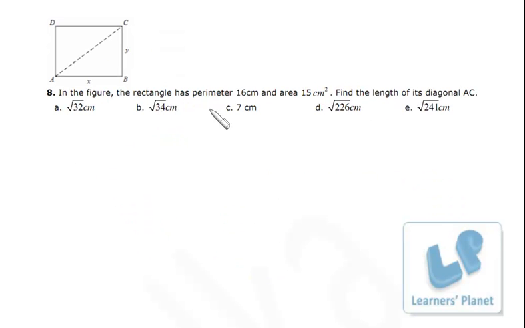In the figure, the rectangle has this perimeter and this area. Find the length of its diagonal AC. Perimeter is 16. That means, the length of AB is X and BC is Y. Half of the perimeter, so X plus Y must be half of 16, that is 8. And area is 15. That means X into Y is equal to 15.